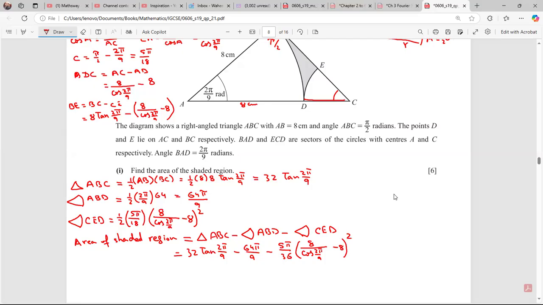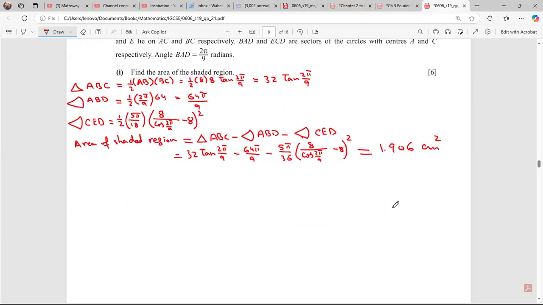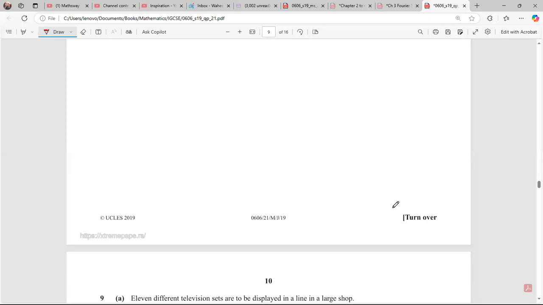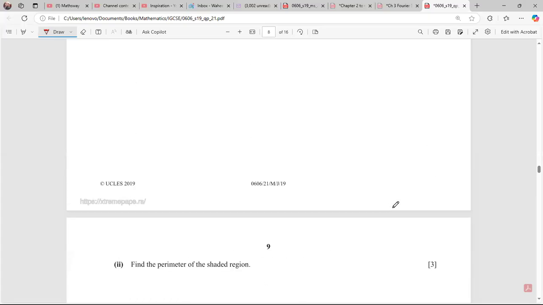Okay, I hope everything is clear. I'm not confusing you guys. When we simplify this whole thing, it comes out to be 1.906 centimeters square. So this was part 1 of this problem. Now part 2 says find the perimeter of the shaded region. So let me do part 2 right over here.